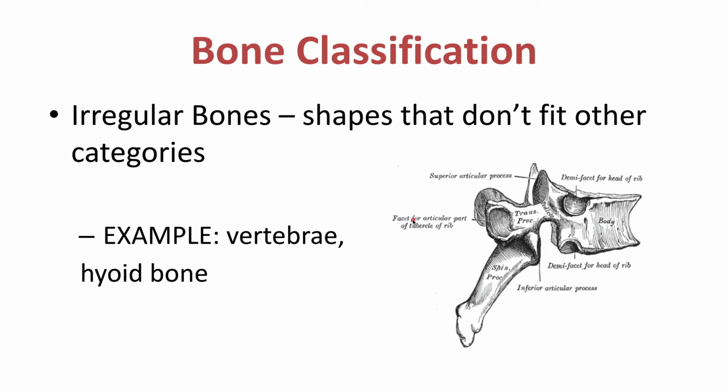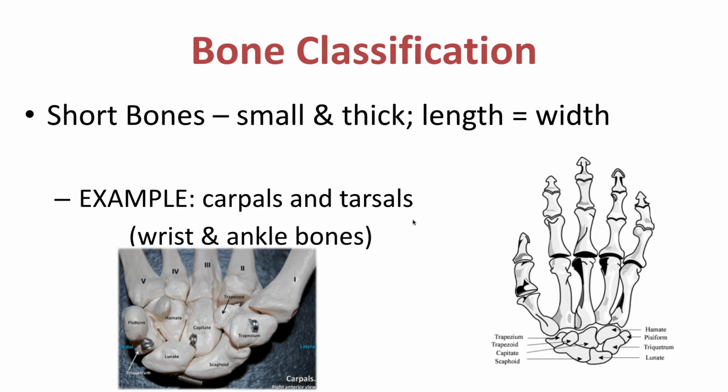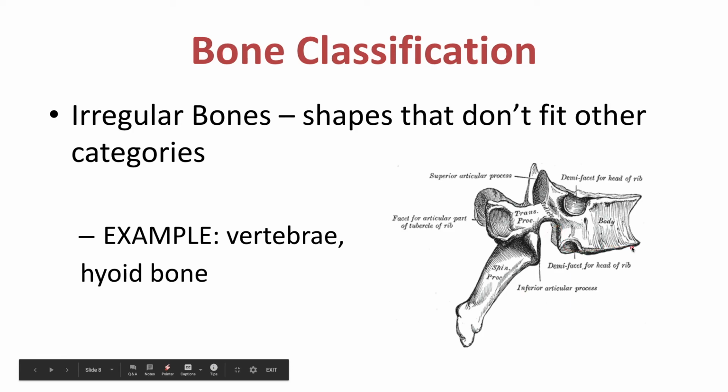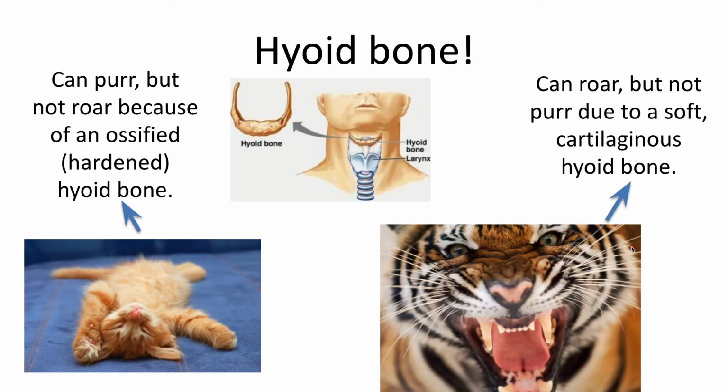And the fourth category is irregular. So if it's not long, if it's not short, and if it's not flat, it's an irregular bone. And basically, this is your vertebrae. Weird shaped things like this that are so intricately shaped with such fit for purpose shape. And as well as your hyoid bone.